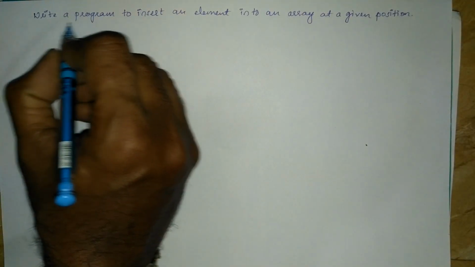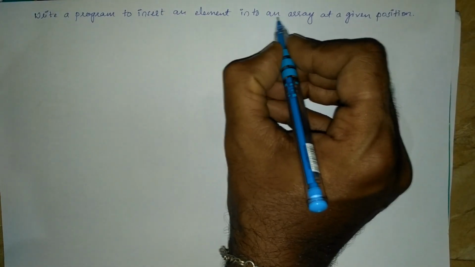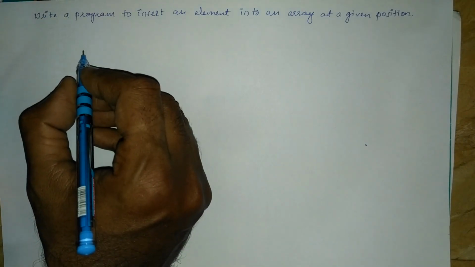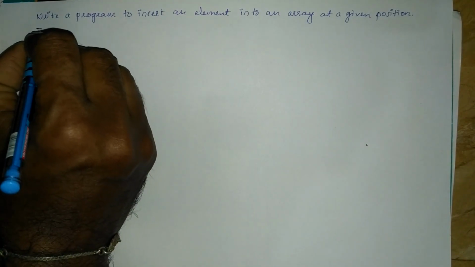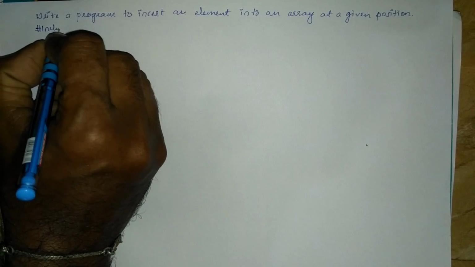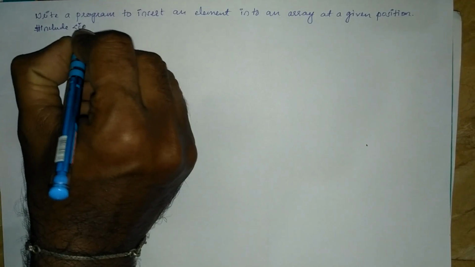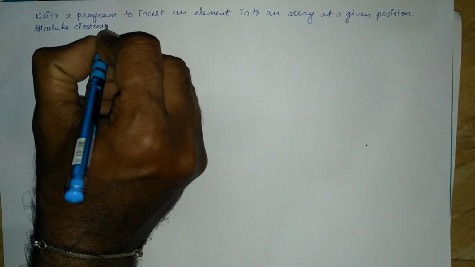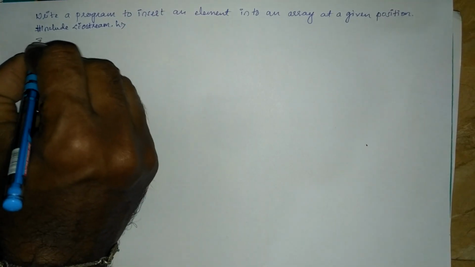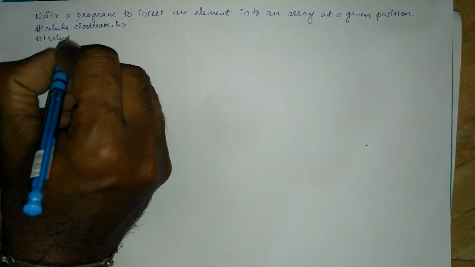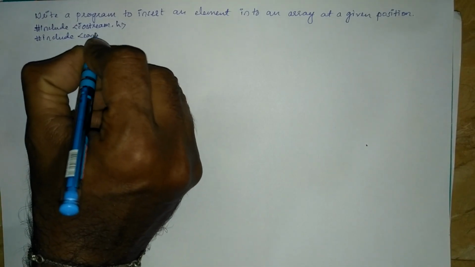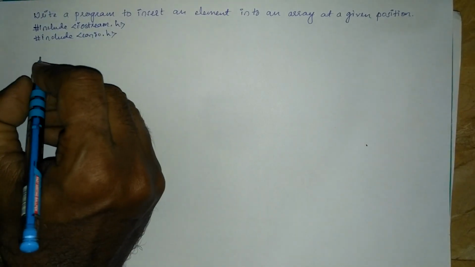In this video, we are going to write a program to insert an element into an array at a given position. So let us begin with the preprocessor directives. #include in angular braces iostream.h header file. The next preprocessor directive is #include in angular braces. We'll write conio.h header file.